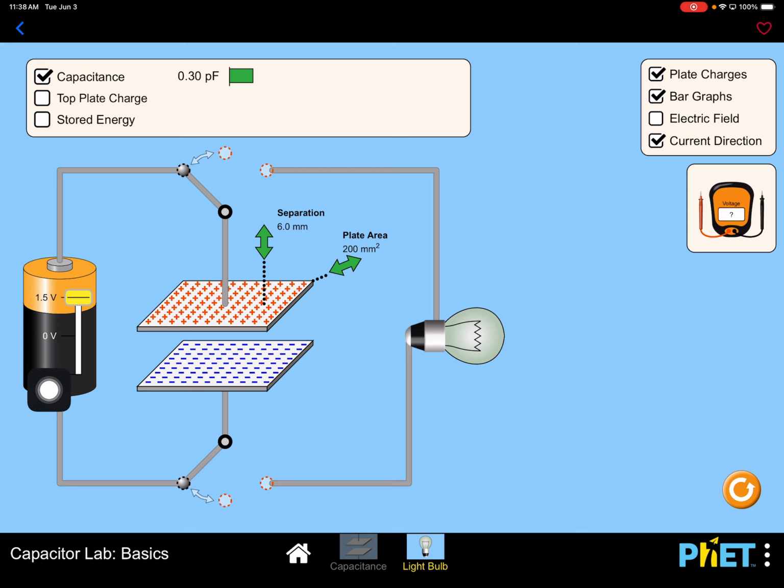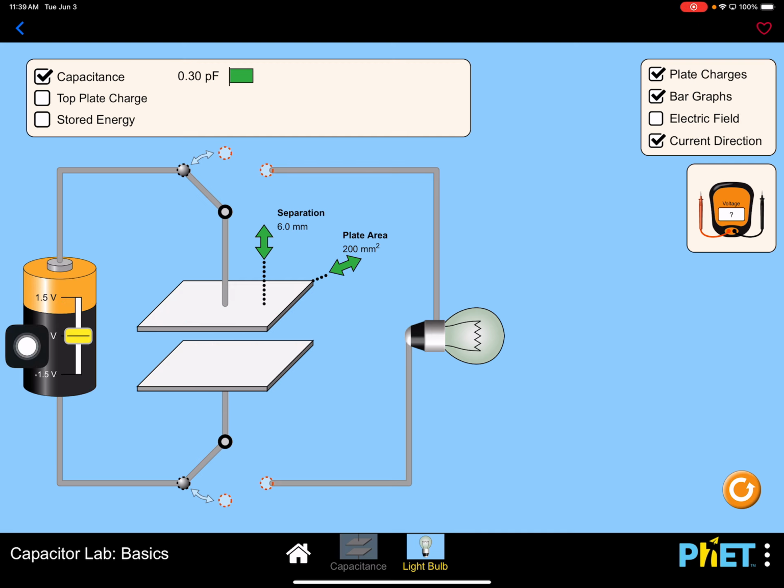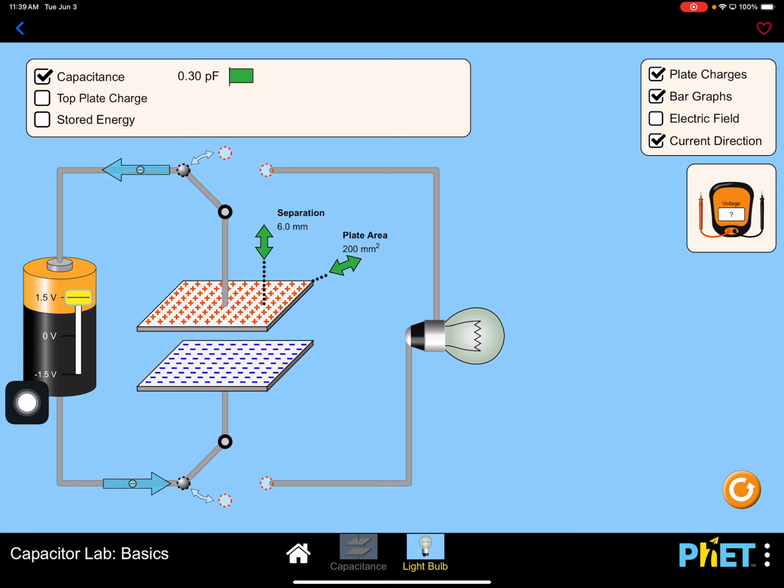What happened was electrons flowed from here to this metal, this conductor, and these electrons repelled the electrons here, and those electrons got to the battery. So this capacitor is charged now. Okay, so this is uncharged, and we charged the capacitor.